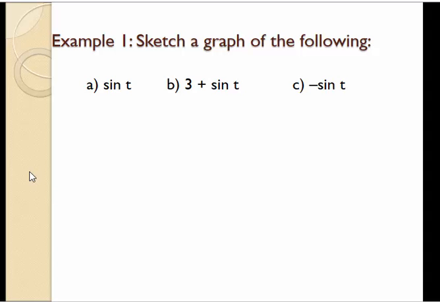So for our first example we're going to work here, we're going to do a couple of transformations. We're going to graph y equals sine of t, and then 3 plus sine of t, and negative sine of t, which we should recognize from our work on functions in general as just a couple of transformations, and that's how we're going to come up with these graphs.